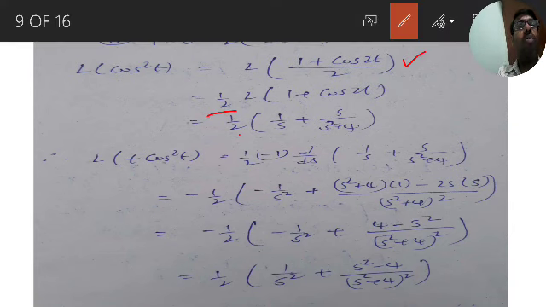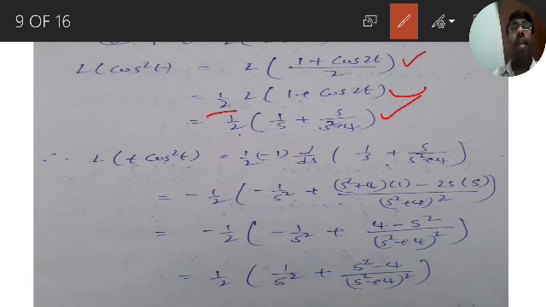1 by 2 constant outside, L of 1 plus cos 2t, that is 1 by 2 into L of 1. L of k is k by s, so L of 1 is 1 by s. Now what is L of cos 2t? L of cos at is s by s square plus a square. Now L of cos 2t is s by s square plus 4. So we got 1 by 2 into (1 by s plus s by s square plus 4). So this is our f bar of s. Are you able to get it? We got f bar of s.